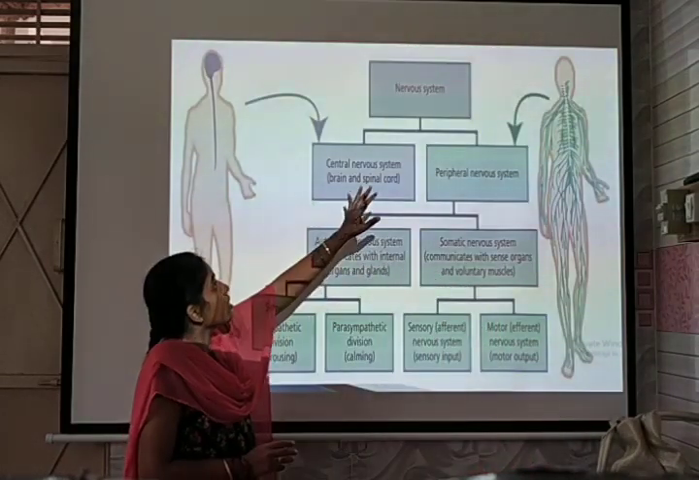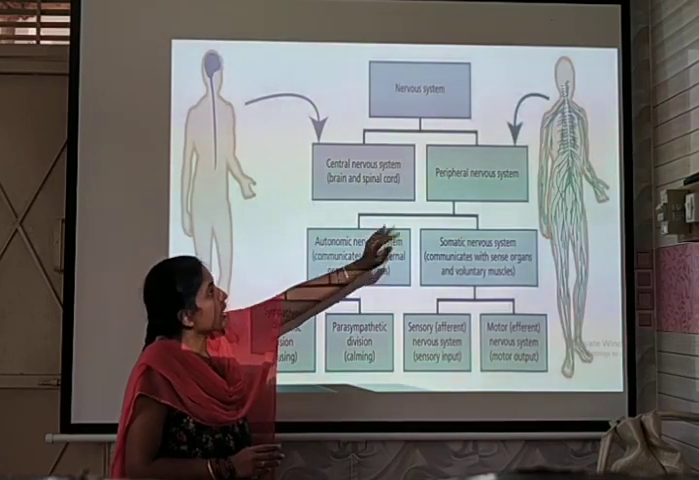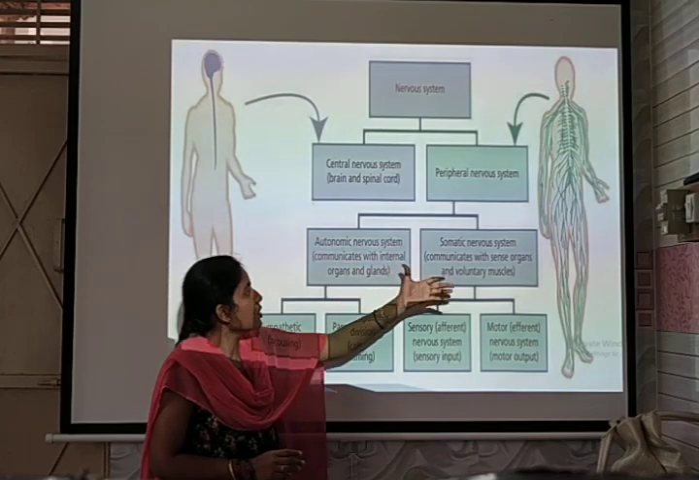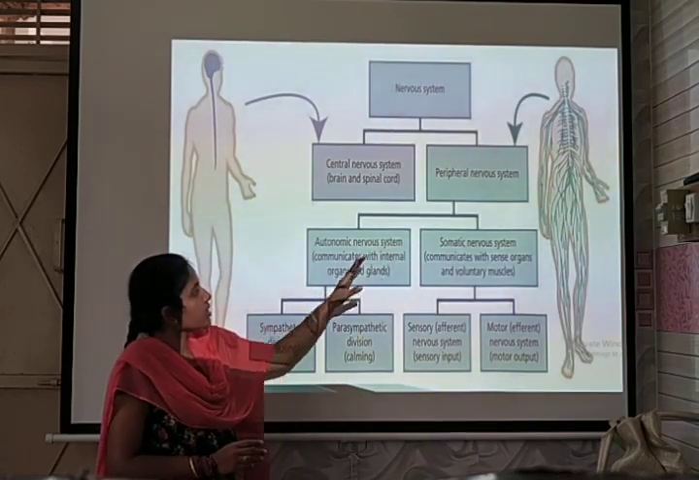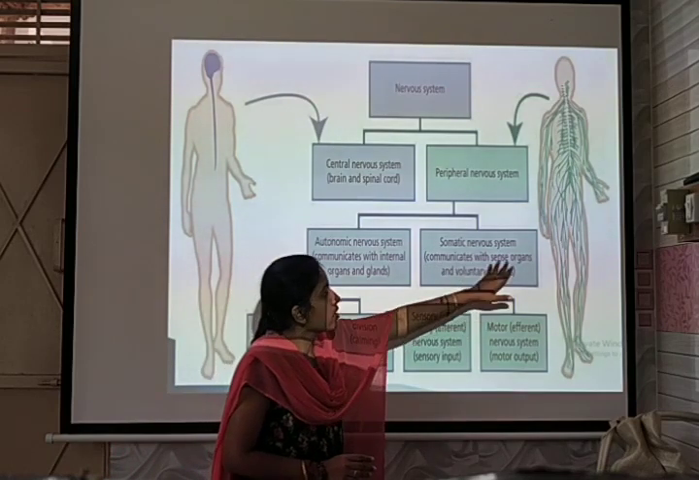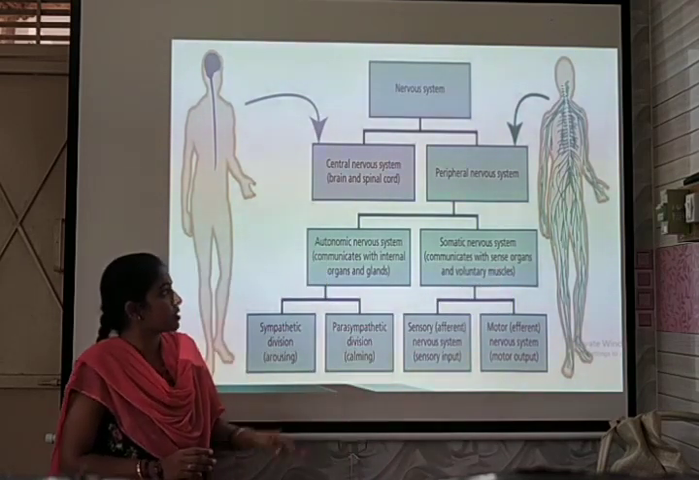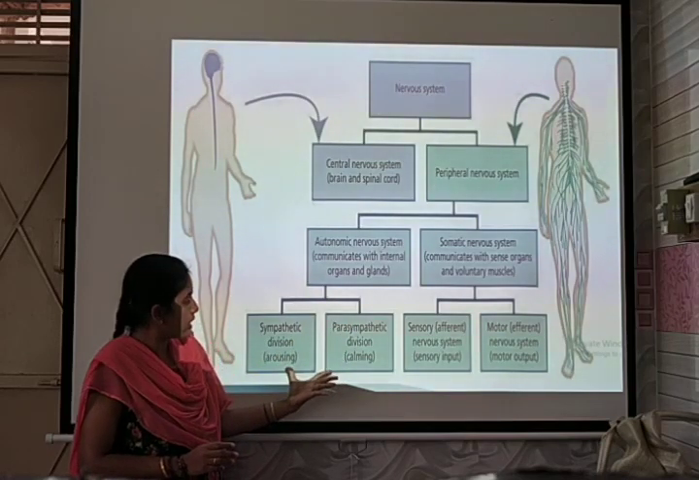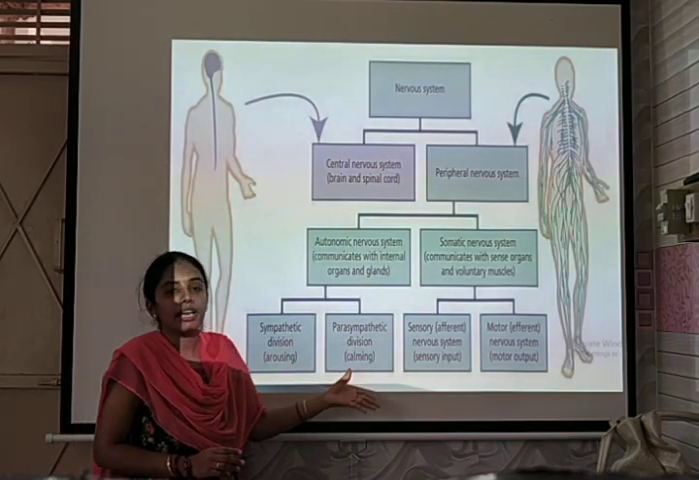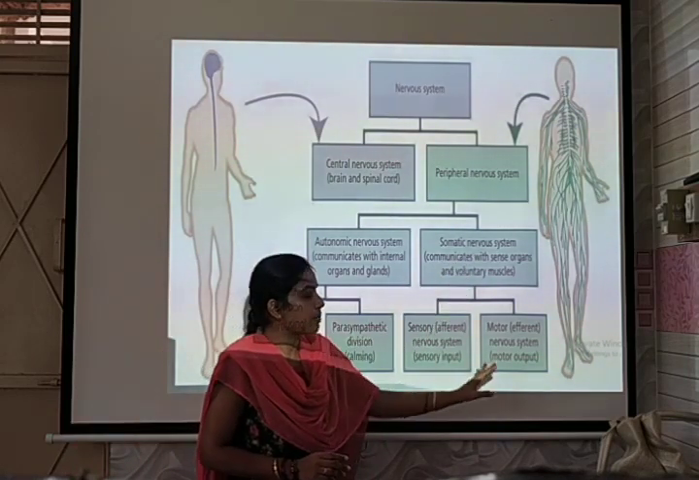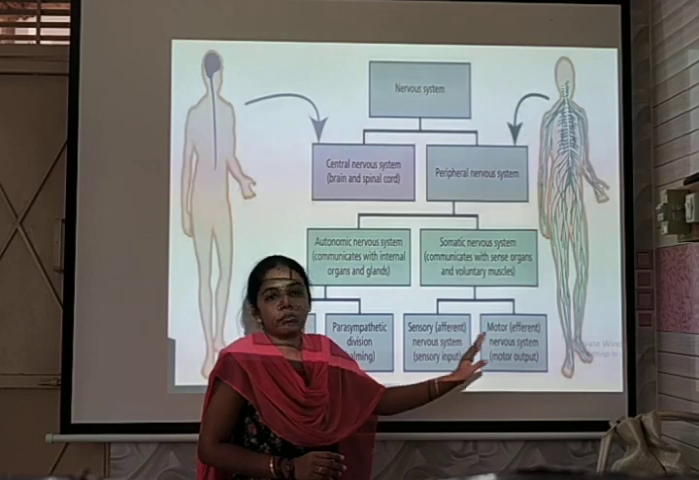So the nervous system consists of central and peripheral nervous system. The peripheral nervous system is divided into autonomic and somatic. The autonomic nervous system communicates with the internal organs. Somatic communicates with the sense organs and even voluntary muscles. So the autonomic neural system has been subdivided into two called sympathetic and parasympathetic nerve fibers. The somatic neural system has been subdivided into sensory neurons and motor neurons.